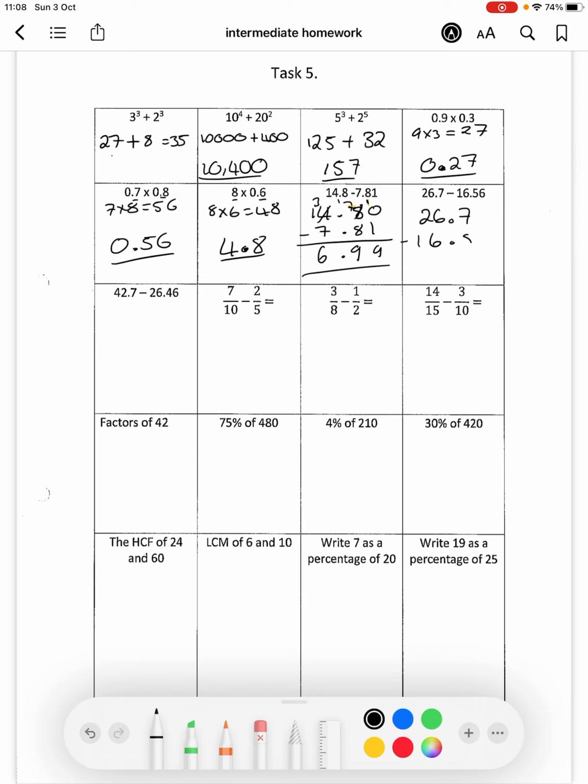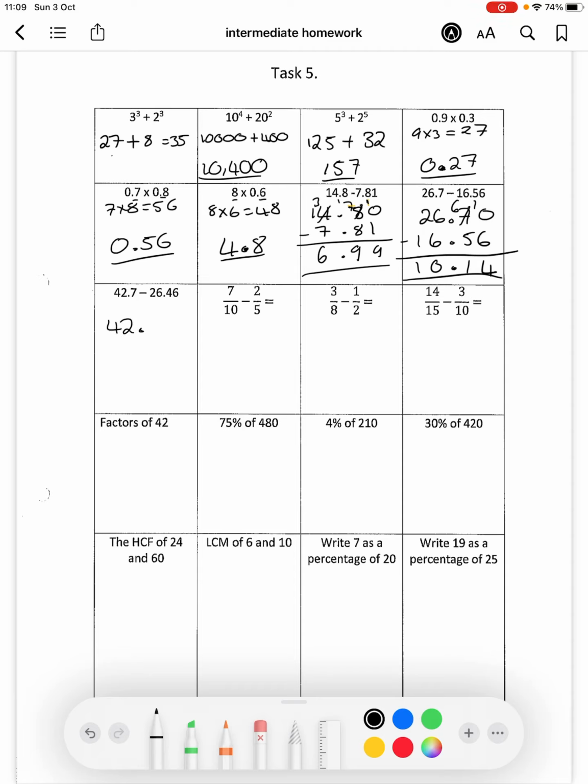Subtracting decimals again, I got 26.7. Take away 16.56, invisible 0. 0 take away 6, we can't do it. We need to borrow. 10 take away 6 is 4. 6 take away 5 is 1. Decimal moves straight down. 6 take away 6 is 0. 2 take away 1, 1. So 10.14.